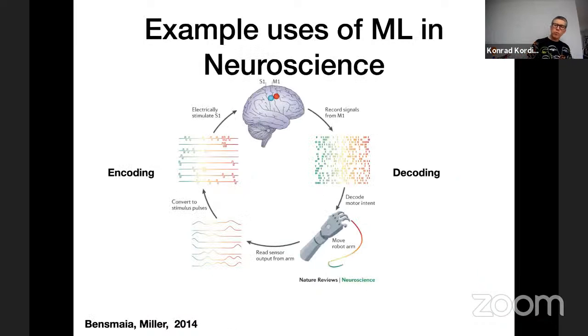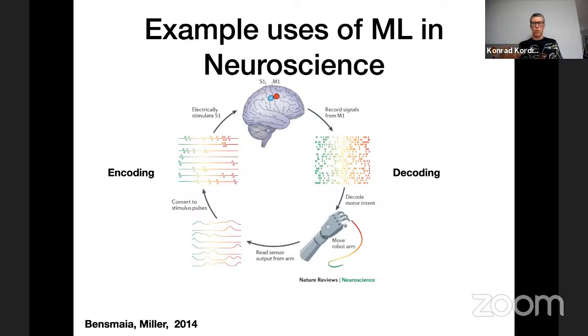So let's go through a related example of machine learning in neuroscience, because my lab has been working a lot on it. It's the kind of data that our collaborators Miller and the Bensmeyer lab use. So you have electrodes in a brain. You want to figure out what the brain wants to do. That's the decoding stage.